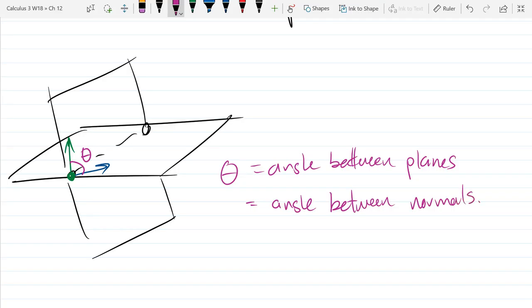So that's the end of vectors. Well, that's never the end of vectors, but that's the end of geometry of vectors. The next time we see vectors will be in two sections, where we'll be doing calculus with vectors.